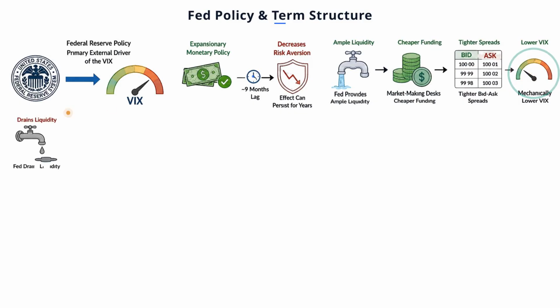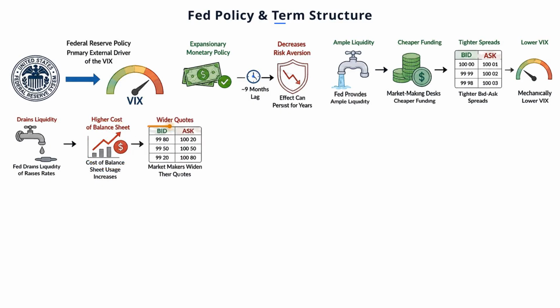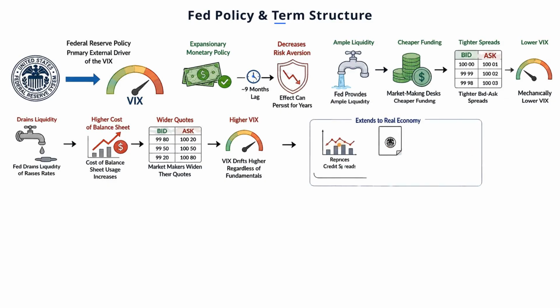Conversely, when the Fed drains liquidity or raises rates, the cost of balance sheet usage increases. Market makers widen their quotes to compensate, causing the VIX to drift higher regardless of economic fundamentals. This mechanical bridge extends to the real economy. A VIX spike reprices credit spreads and treasury duration, forcing cash market selling that is entirely independent of corporate fundamentals.